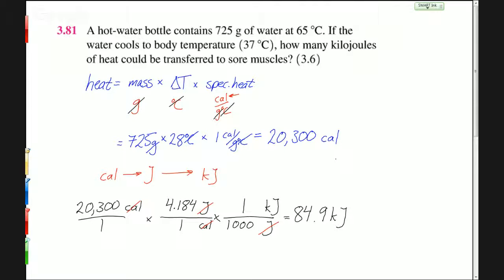So from the standpoint of the hot water bottle, if the hot water bottle is the system that we care about, is this an exothermic process or an endothermic process? Exo. Why? Yeah, because the heat is going out from the water bottle to the muscles. If the muscles are our system, if the muscles are what we care about, where our frame of reference is, then it's an endothermic process because the energy is coming into the muscles. So exo or endothermic depends on what you are looking at.